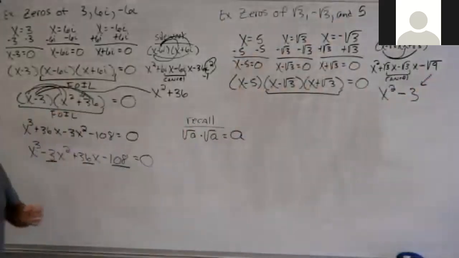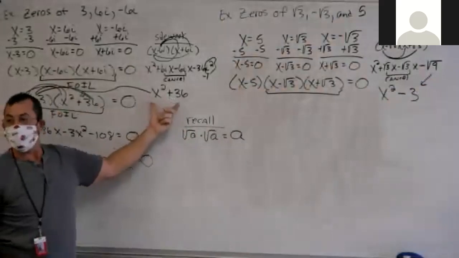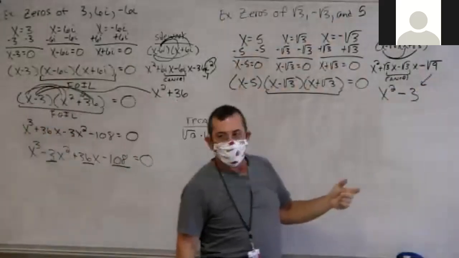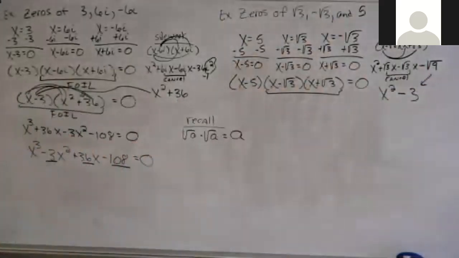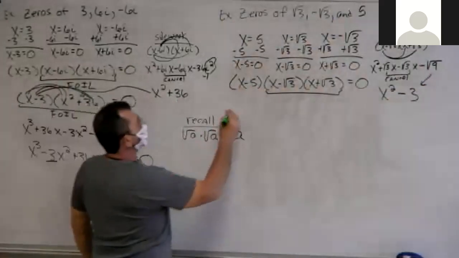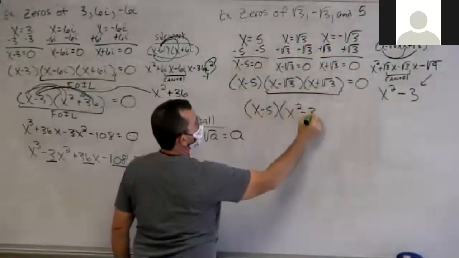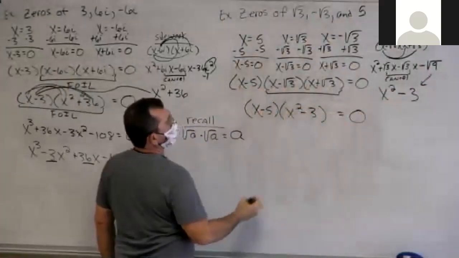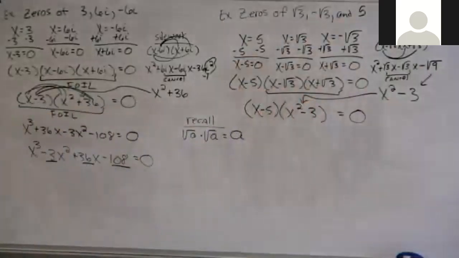So y'all notice this. When you FOIL imaginary numbers, they're always positive. It's going to be x squared plus something. When you FOIL radicals, it's always going to be x squared minus the number, okay? Radicals always equal minus. Imaginary is always equal to positive, okay? All right, so that now can go into my equation. So I got x minus 5 times x squared minus 3, all equal to 0. And what's nice about this is you got 2 things times 2, so FOIL this and be done.